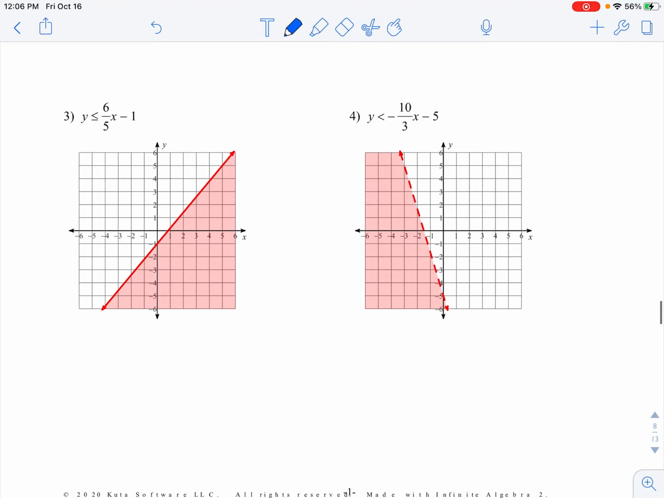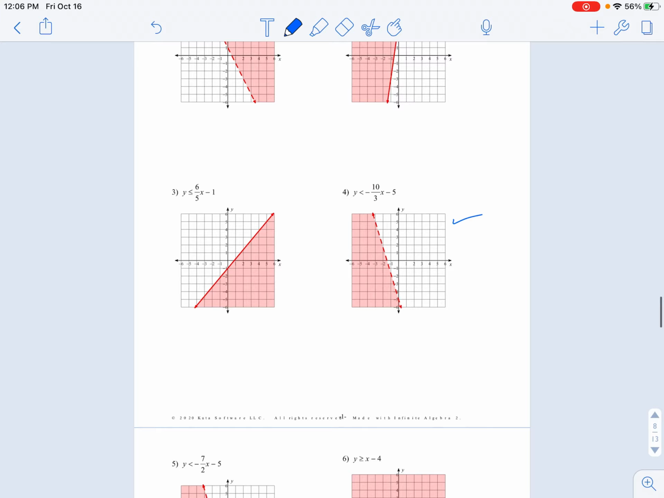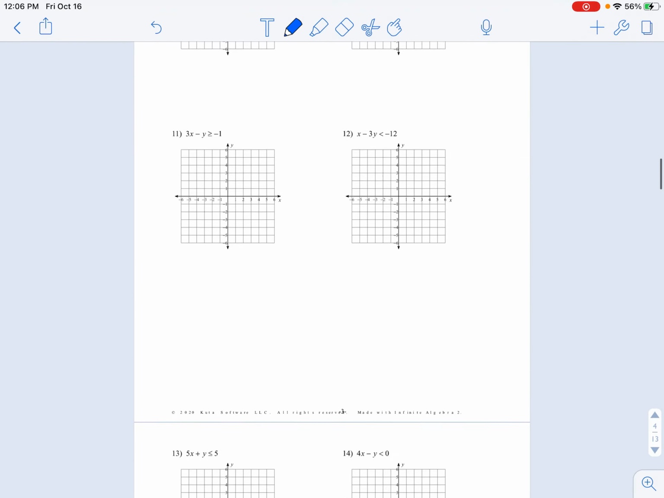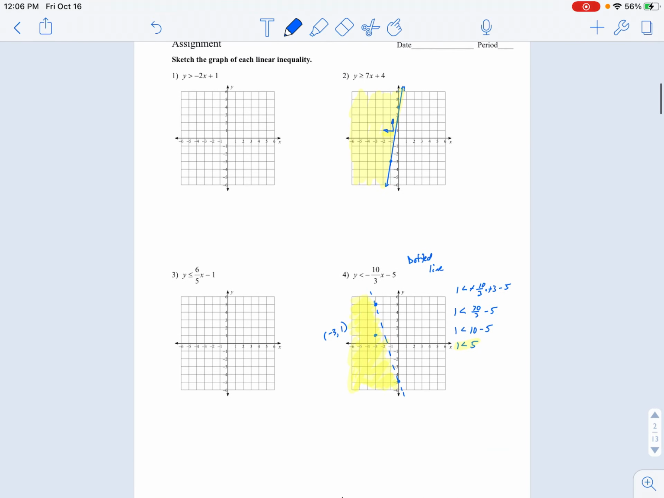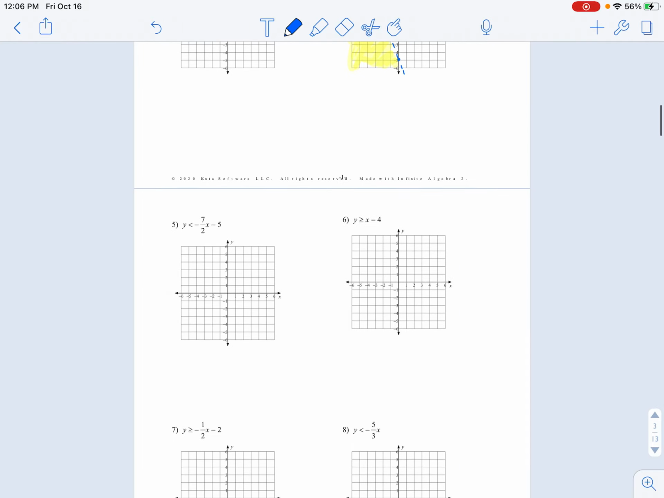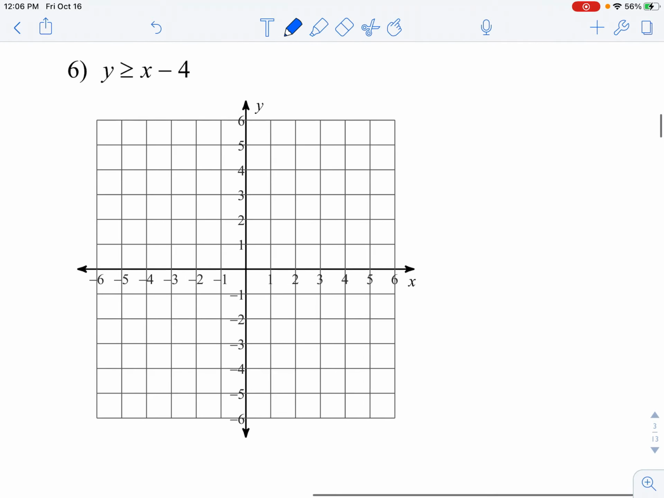And there it is right there. So hopefully you get the idea for what's going on here. You either have dotted or solid lines, and you shade either above or below the graph. Let's look at number 6 and see how we can do this a little easier.